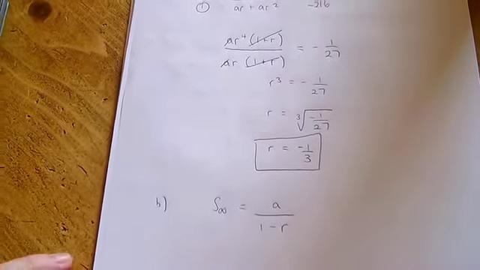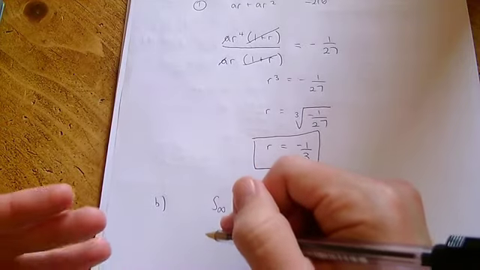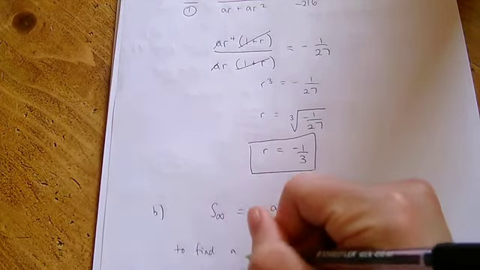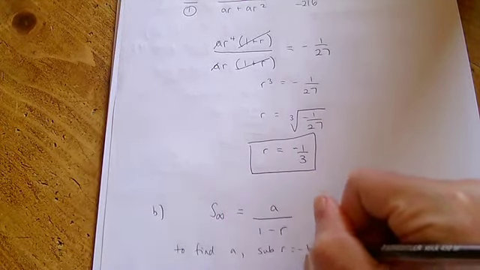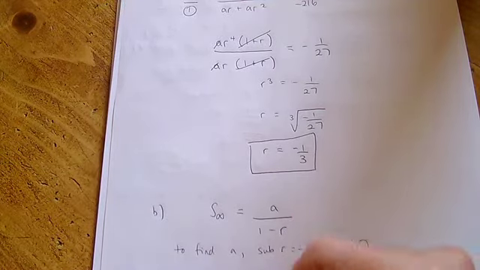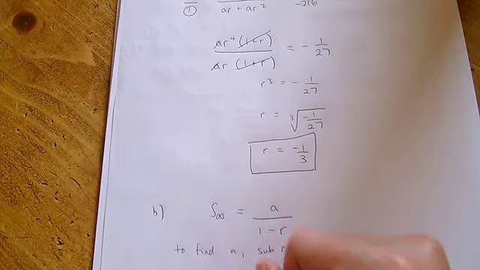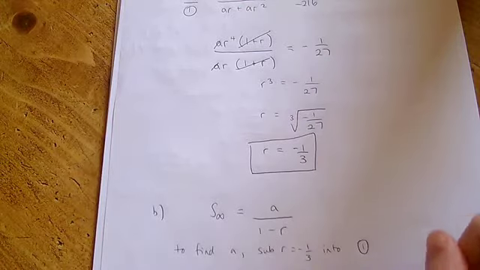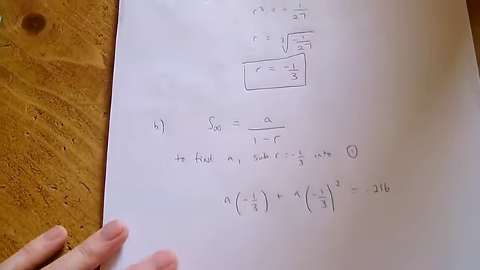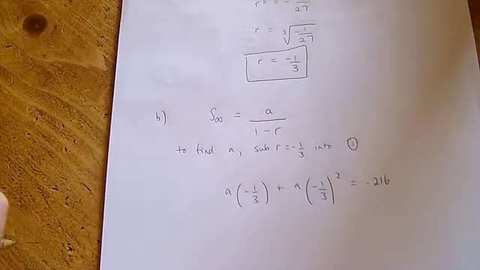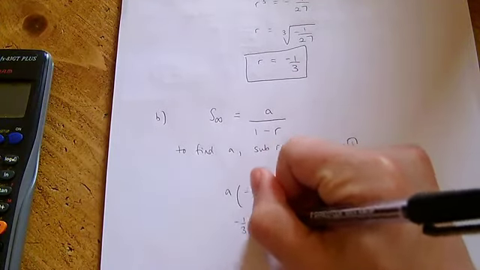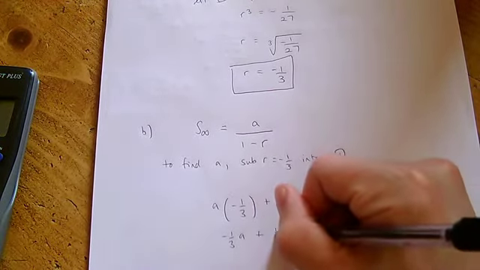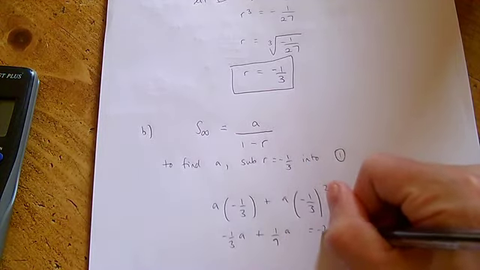I'm going to choose the one with smaller powers of R. I'm not worried about the answer, it's more to do with the powers of R that will make this easier or harder. So to find A, sub R equals minus 1/3 into 1. So I get A brackets minus 1/3 plus A brackets minus 1/3 squared equals minus 216. That's going to be minus 1/3 A, and then minus 1/3 squared, which you should know is plus 1/9. And that would be A is equal to minus 216.